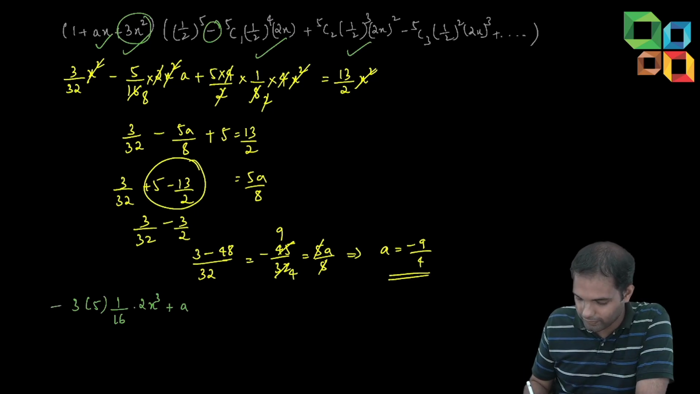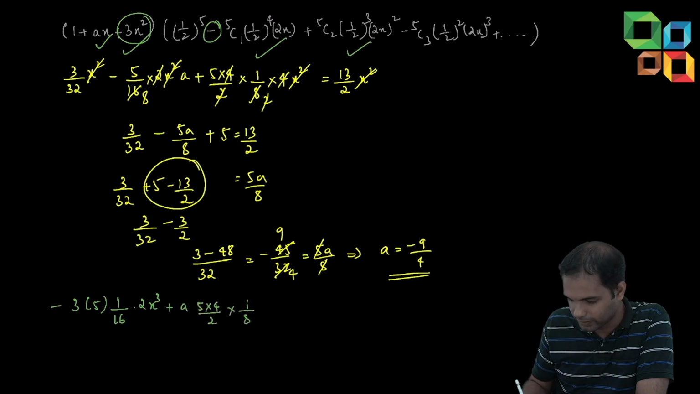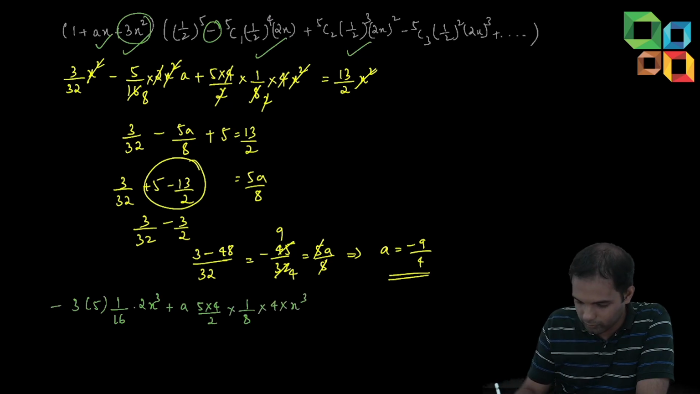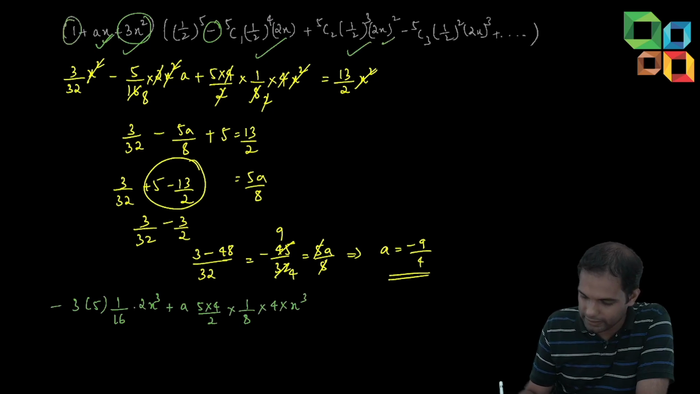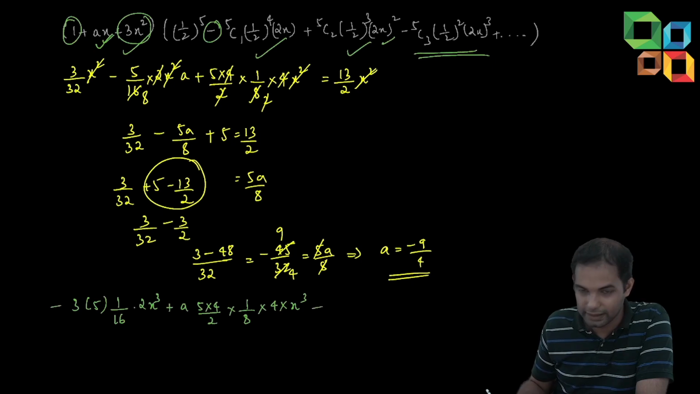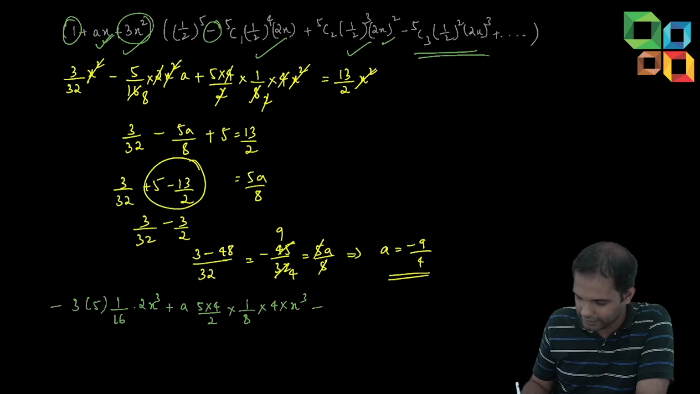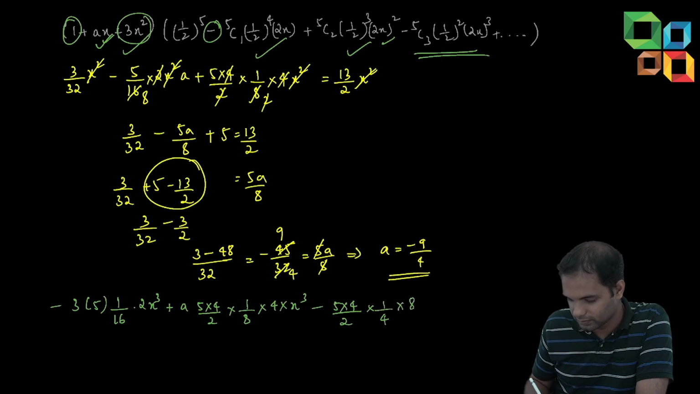So a into 5c2, 5 into 4 by 2 into 1 by 8 into 2 square 4 into x cube. X cube from this x square and this x. Last term would be this 1 and this x cube. Again, there's a minus sign now. 5c3 is nothing but 5c2. 5 into 4 by 2 into 1 by 2 square, which is 1 by 4, and 2 cube, which is 8. This is along with x cube.